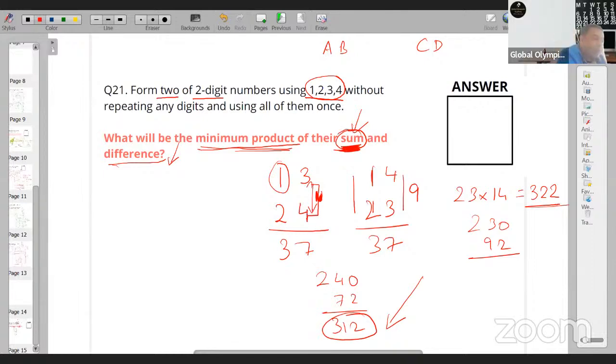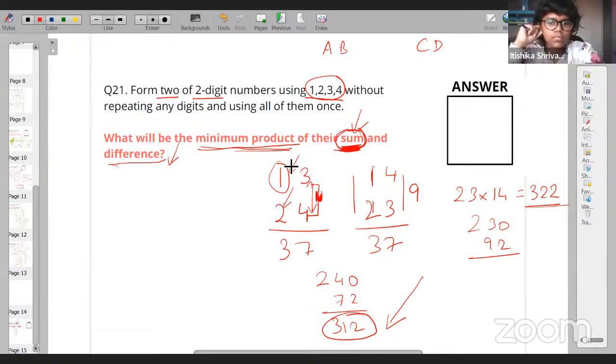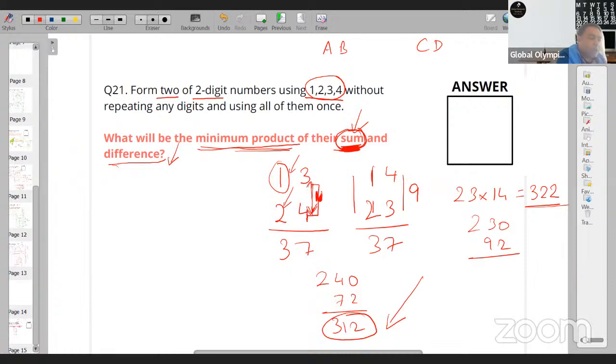One is that we have to minimize the sum. For that, we will use the smaller digits. And then for the product to be minimized, we have to take the larger difference. So we will put the smaller digit here and the larger digit in this one, because then only you have a 20 here.